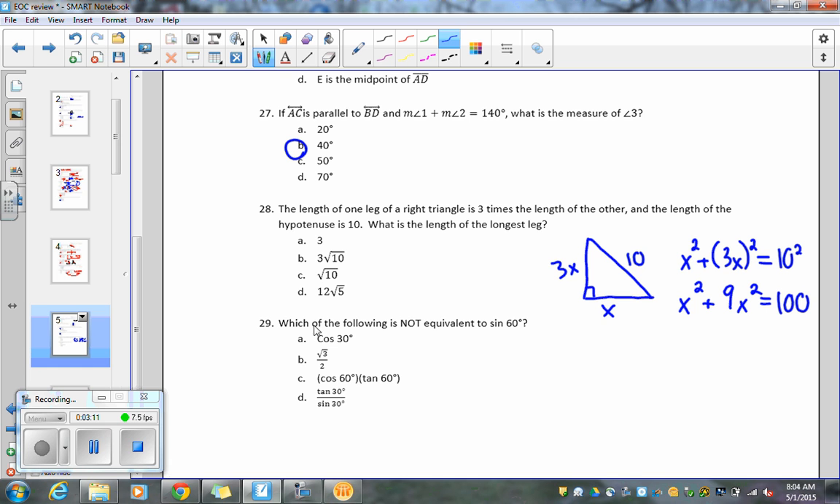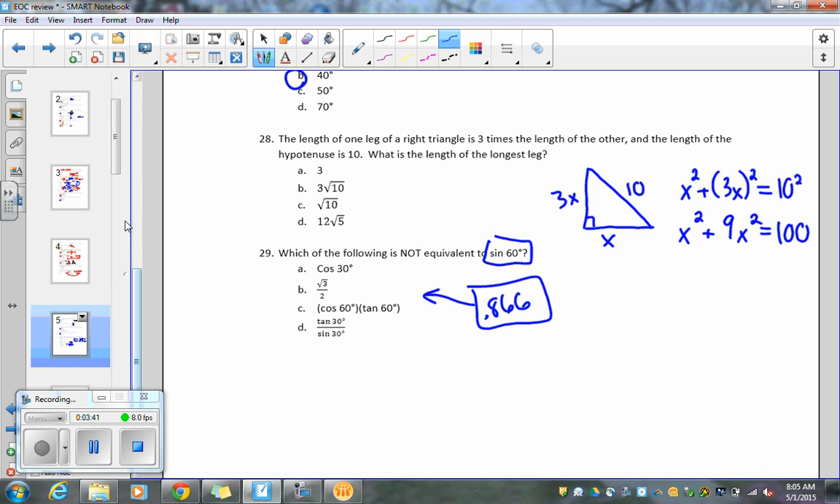All right. Question number 29. Which of the following is not equivalent to sine 60? My recommendation is go into your calculator and figure out what sine 60 is. What I got in my calculator is 0.866. So figure out which one of these is equal to 0.866. Use your calculator. Your calculator will be your friend in this case.